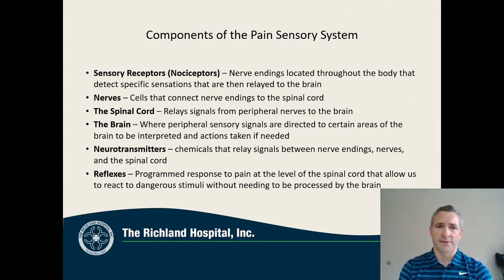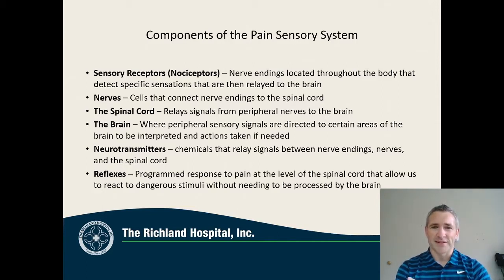But these are different nerve endings and sensory receptors that are located throughout the body, really in almost all tissues. And what they do is, they're the little sensors out there. They detect some type of sensation. So different sensors detect different things like temperature, pressure, touch, and then they relay that up through the nerves into the brain. Okay, I have a diagram.